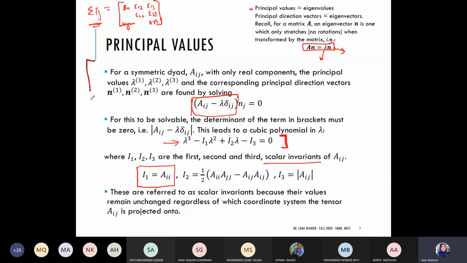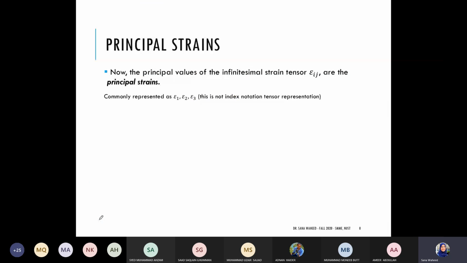So let's discuss what we get when we do this procedure for a strain tensor. We basically find the principal values of the strain tensor. और of course, क्योंकि वो strain tensor की principal values हैं, that's why they are known as principal strains. अब ये principal strains को हम आम तौर पे represent करते हैं as epsilon 1, epsilon 2 and epsilon 3. Please remember 3 eigen values आनी थी ना. So इसलिए this is why it is epsilon 1, 2, 3.